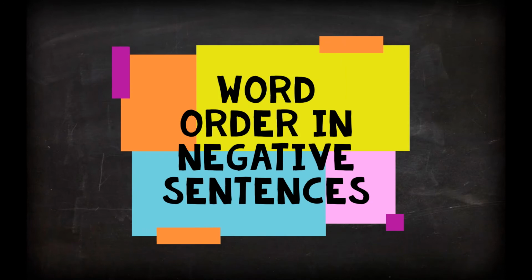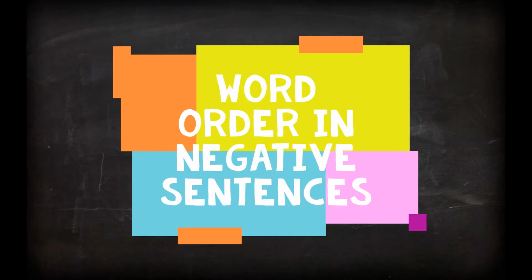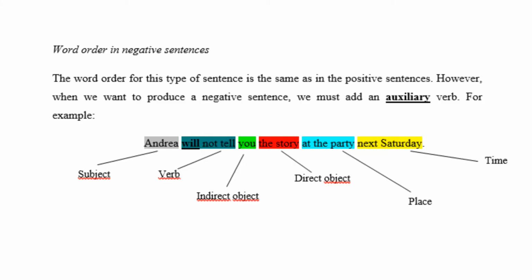And now we are going to talk about word order in negative sentences. The word order for this type of sentence is the same as in the positive sentences. However, when we want to produce a negative sentence, we must add an auxiliary verb. Here we have an example. Andrea will not tell you the story at the party next Saturday.